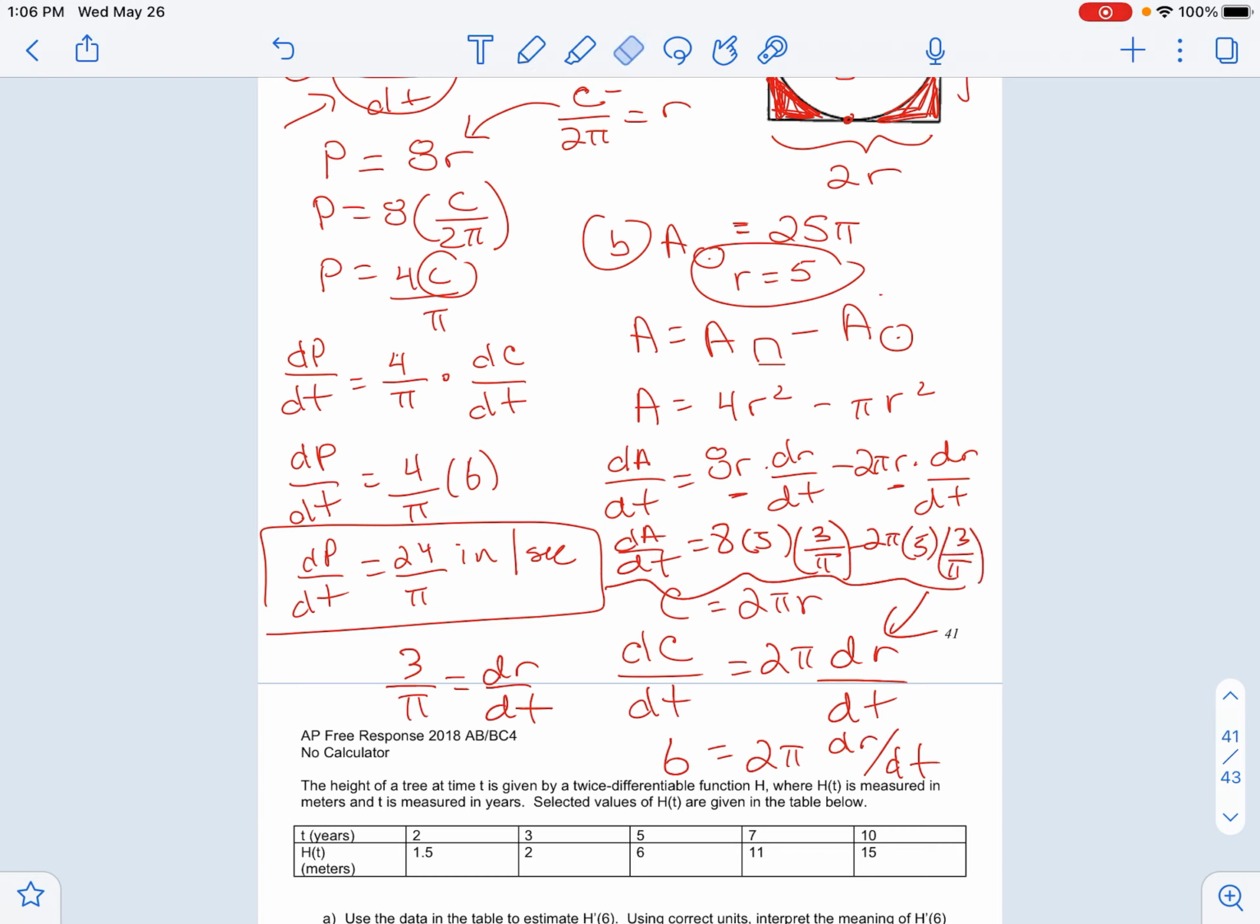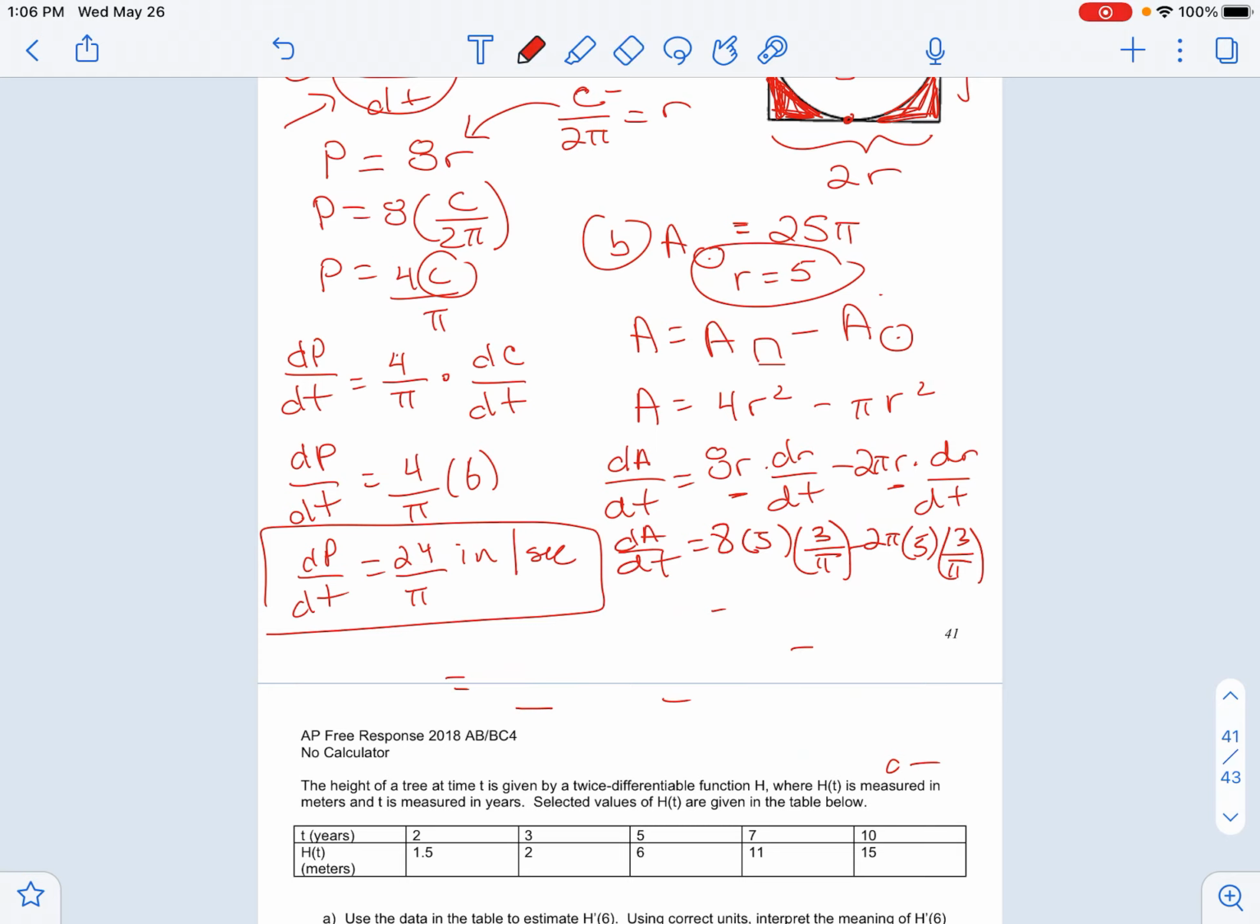So your answer looks like this, and if you want to clean it up, you can. You do not need to, but another version of this answer would look like this. I cleaned it up a little bit: 120 over π minus 30. Just units on the whole thing would be inches squared per second, though, because you're talking about the change in area with respect to time.